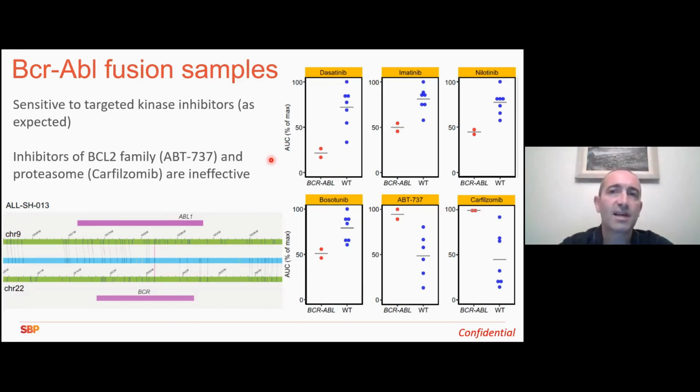So what this shows us is that by using an unbiased manner, we can detect structural variants, we can detect drug sensitivities, we can overlay these, and we can find associations that we would expect. But what of associations that we would not expect?